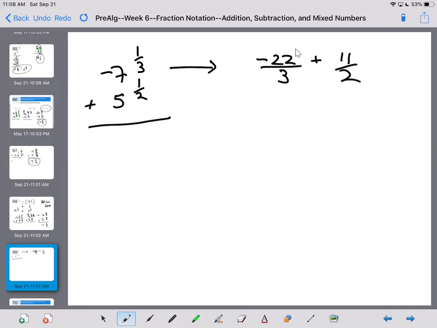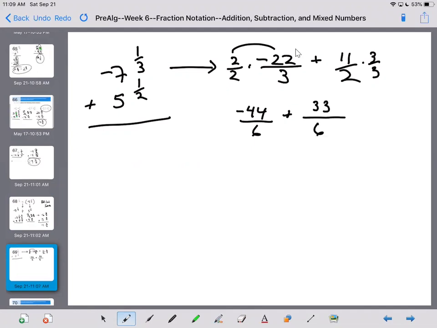Well, I need to get a multiple, right? I need my least common multiple of 6, so I'm going to multiply this by 2 divided by 2, and this one by 3 divided by 3. So this will give me 6, and it'll give me 2 times negative 22, negative 44. So if you want to do the improper method here and change it from a mixed number to an improper, and then do your operations, that's fine. That's going to give me 33/6.